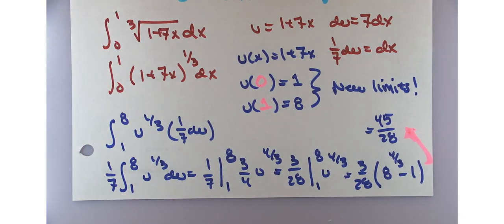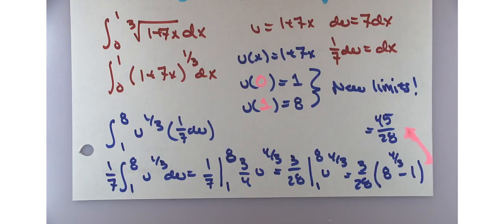So when I did it, I got 48/28. I might have done something different. Maybe you didn't subtract the 1 here. I'm not sure. I'll tell you what, let's just check it numerically.